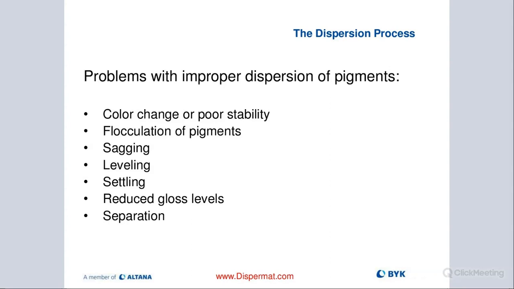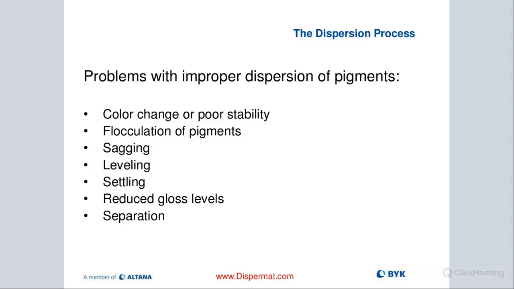We're going to have flocculation of our pigments. That's usually an additive issue. So we have a number of different additives through our sister company, Big USA. They have a lot of different options for the different formulations. We can help you there as well. And then obviously sagging, leveling, settling, some of the other issues that come up if we don't properly disperse and mill our materials, as well as reduced gloss levels and then separation. These are just the main ones.